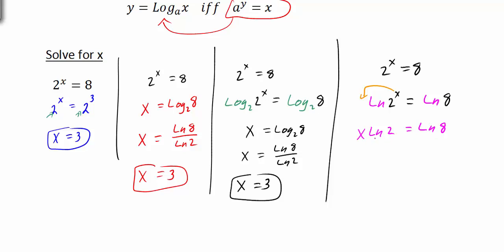So to get rid of the multiplication, we're simply going to divide by natural log of 2. So we have ln of 8 divided by ln of 2, and we know that is going to be equal to 3. So here we have 4 different ways that we can solve this particular equation.